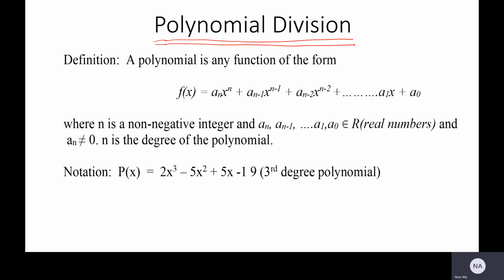So the definition is: a polynomial is any function of the form f of x equals a_n x to the power n, plus a_(n-1) x to the power n minus 1, and so on, until you get to a_1 x plus a_0, where n is a non-negative integer.